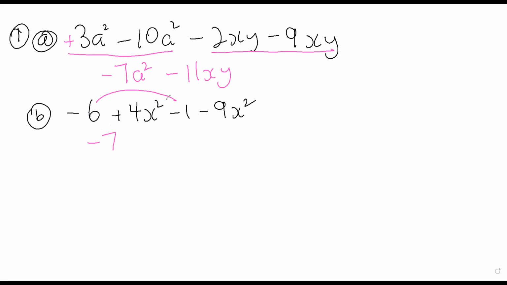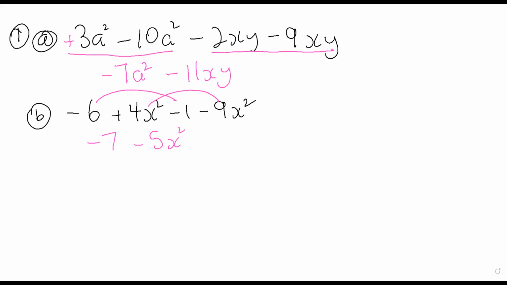Done. Next one. X squared with x squared. We see different signs here, right? So we say 9 take away 4 is 5. X squared, and we keep the sign of the larger number, which is a negative. So negative 5x squared. That is the answer for this one here, for part B, right? Nice. Simple. Very simple homework questions, right? All the homework questions are based on what we did already, right?